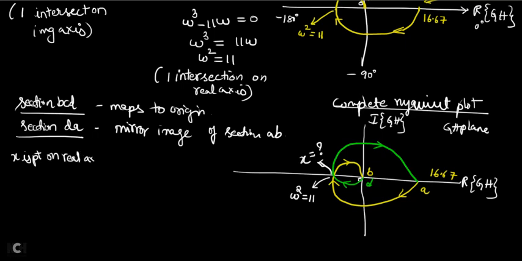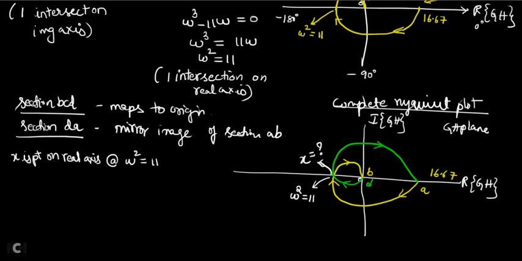X is the point on the real axis where omega square is equal to 11. Correct, no? X is the intersection point, and at the intersection point, what is omega? Omega square is equal to 11. This helps you to calculate the x value. Clear?